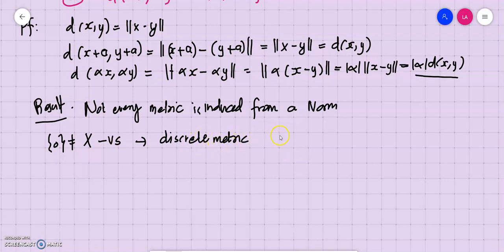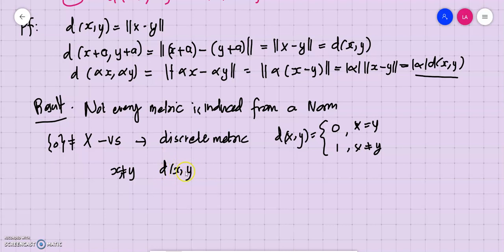which we know that d of x,y is equal to 0 if x is equal to y, and it is equal to 1 if x is not equal to y. This is what the discrete metric is. So if we take elements x, y which are not equal, then d of x,y is equal to 1. Choose a number alpha such that modulus of alpha is not equal to 1.